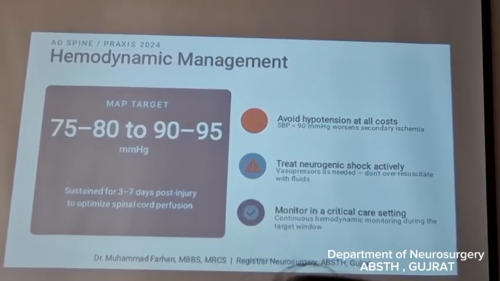Vasopressors can be used, with monitoring in a neurocritical care setting, because in high cervical spine injuries, respiratory problems can also occur. Involvement of the diaphragm or the phrenic nerve can lead to decreased forced vital capacity, so the patient may need ventilatory support.